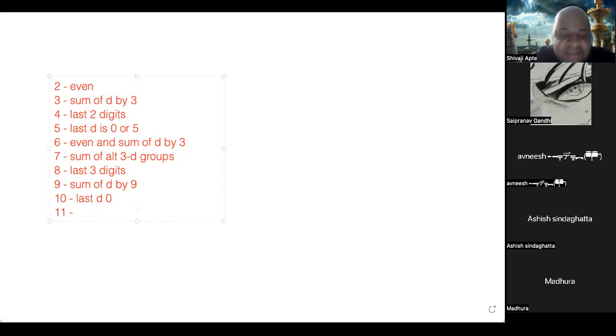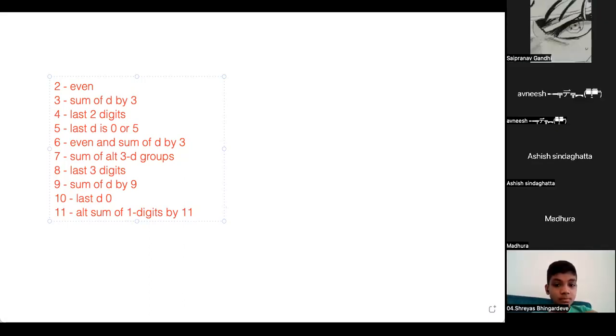11, you know 11? Yes, sir. The alternate digits, then you subtract that, and if the result is divisible by 11, or if it is 0, then it is divisible. Alternating sum of digits should be divisible by 11, right? Everyone knows this? Avnish, Ashish, Shreyas, divisibility by 11. You know this? Yes, sir. So let us take an example for 11.